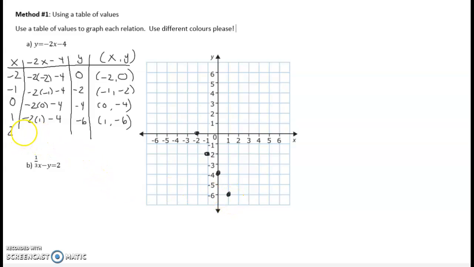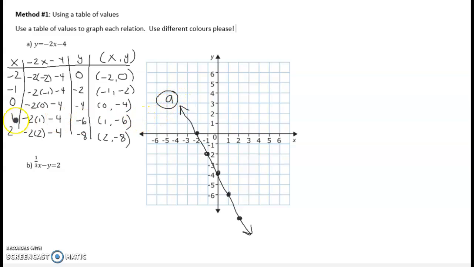And last one, negative 2 times positive 2 gives me negative 4. Negative 4 minus 4 gives me negative 8. So when x is 2, y is negative 8. And that would be around here somewhere. Okay, so I'm going to try my best to do a straight line. You guys are using rulers. That actually wasn't terrible. Okay, so that's our first line. That one is A.